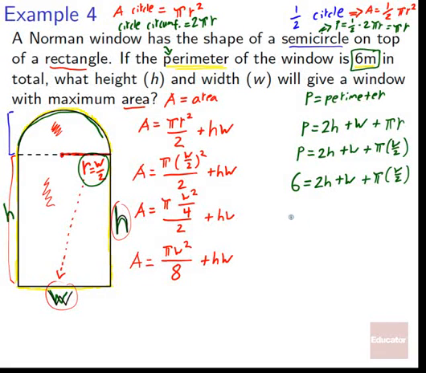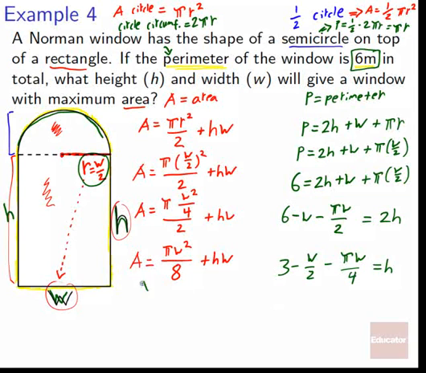So we'll move everything over. We've got 6 minus w minus pi w over 2 equals 2h. We divide by 2 on both sides, we get 3 minus w over 2 minus pi w over 4 equals h. And now let's just pull those things together so it'll be easier to plug in later into our area, because we want to swap out the h here for it. So 3 minus 2w over 4 plus pi w.